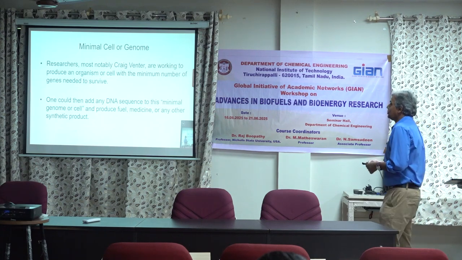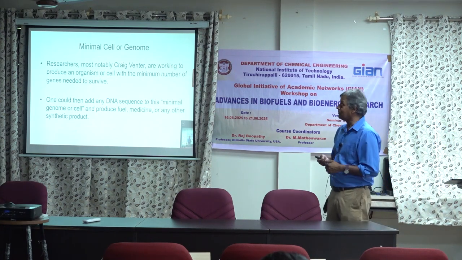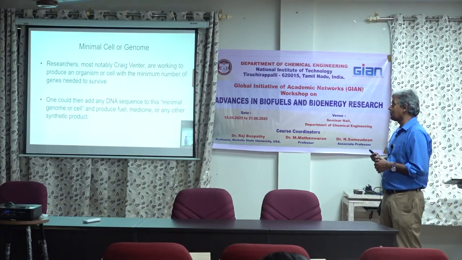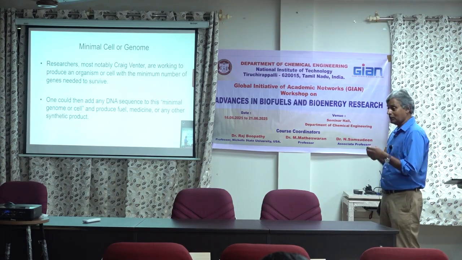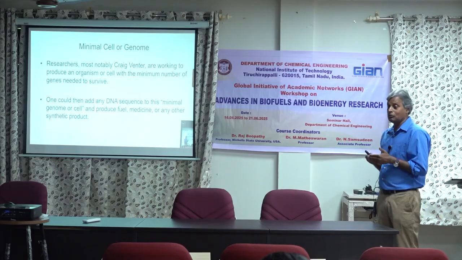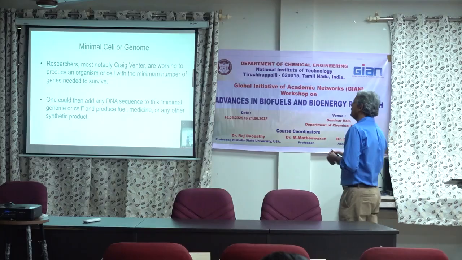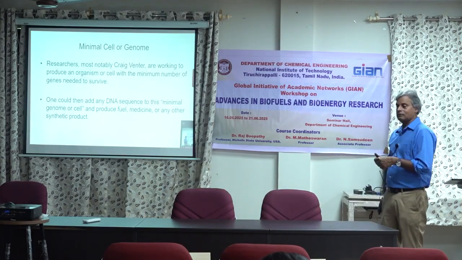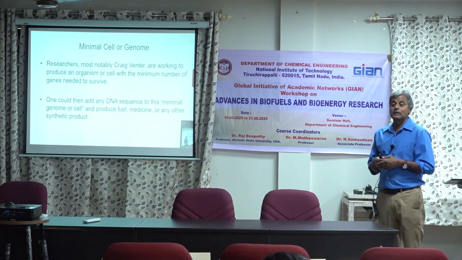Minimal cell genome. So let's look at it. I said people created new organisms. So Craig Venter is an entrepreneur as well as a scientist, working to produce organisms or cells with a minimum number of genes. He created a new organism. Okay, one could then add any DNA sequence to this minimal gene or cell and produce anything you want, like fuel, medicine, or any other synthetic product.